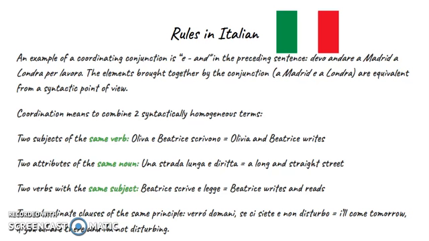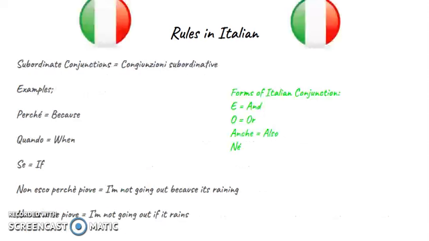An example of a coordinating conjunction is "and". In the preceding sentence, devo andare a Madrid e a Londra per lavoro, the elements brought together by the conjunction, a Madrid e a Londra, are equivalent from a syntactic point of view. 2 subjects of the same verbs, for example, Olivia e Beatrice scrivono. 2 subordinate clauses of the same principle, for example, vero, domani, se ci siete e non disturbo. An example of a subordinating conjunction is perché, which means because. For example, we can use this when saying non esco perché piove.